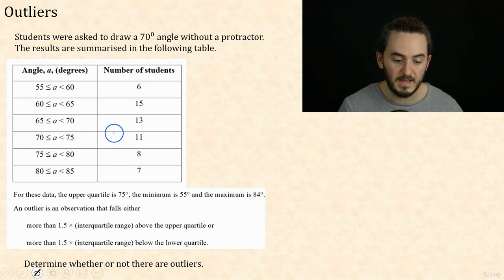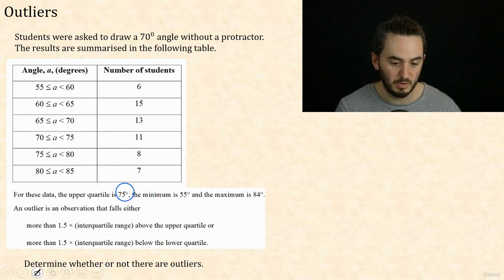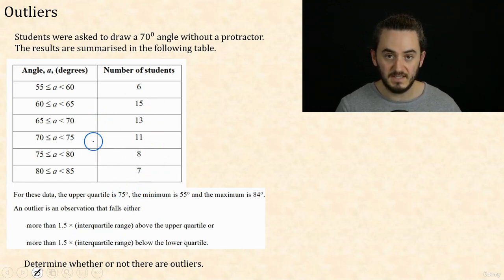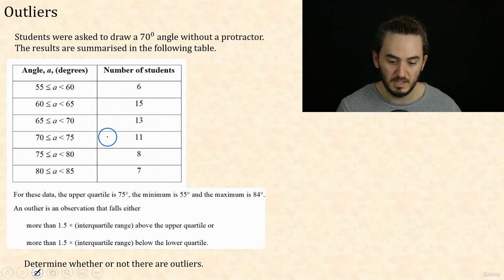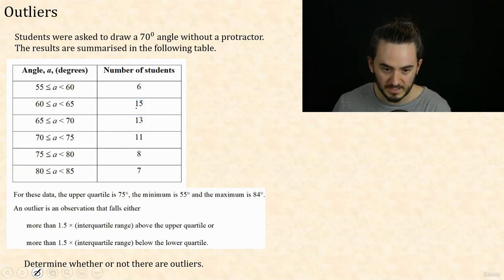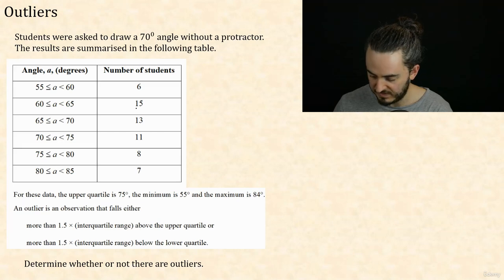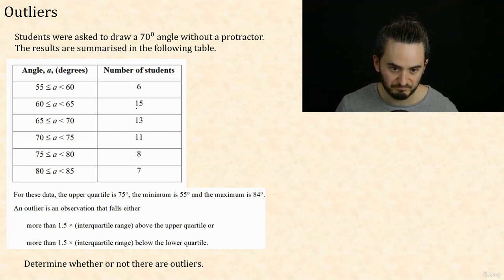Okay, we already have the upper quartile, so I just need to find the lower quartile. It's grouped data here, so I'm going to need to use linear interpolation to estimate the lower quartile. All right, so how many students were there? Well, we just add up the frequencies. So 6 plus 15 plus 13 plus 11 plus 8 plus 7 is 60.